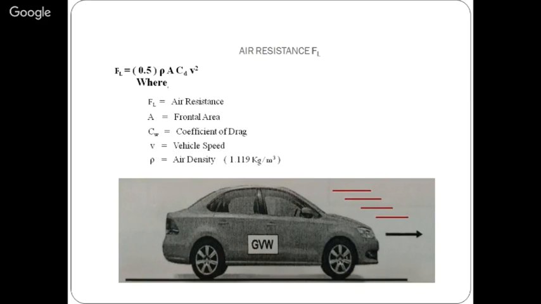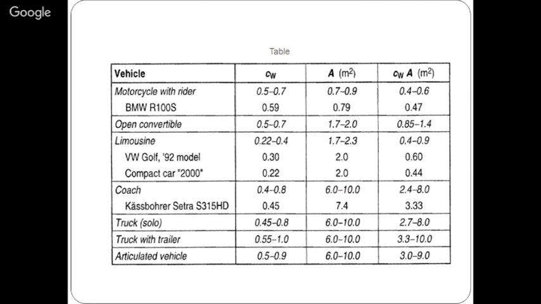Now the next thing is air density. What is my air density? This is generally a general condition. Now the values of CD for different conditions. For a motorbike with rider, the CD will be 0.5 to 0.7, and the approximate frontal area for a general motorcycle is given in this table, 0.7 to 0.9 meter square. By multiplying these two factors, we get a general figure of 0.4 to 0.5. These are all general figures.